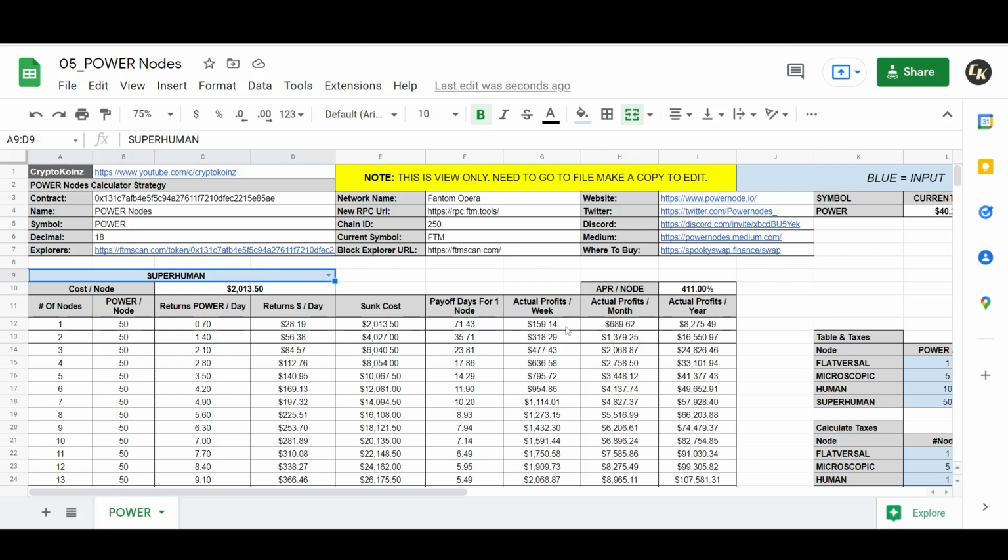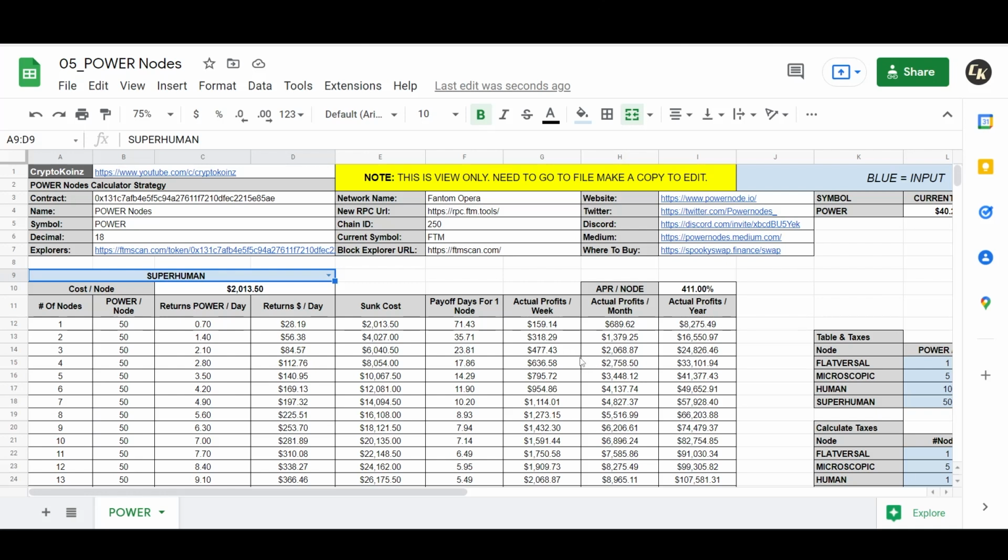Actual profits per week, if you were to invest $2,000, $159. Actual profits per month, $689. Actual profits per year, $8,275. Not bad. Big numbers there. Superhuman, obviously, bigger investment, bigger returns.